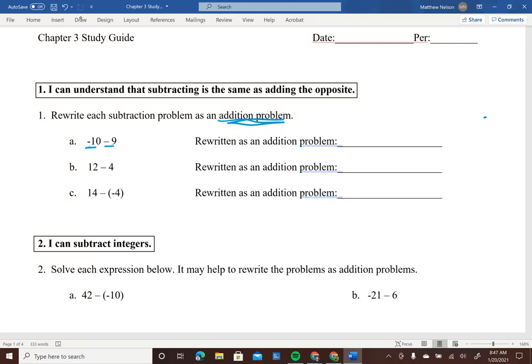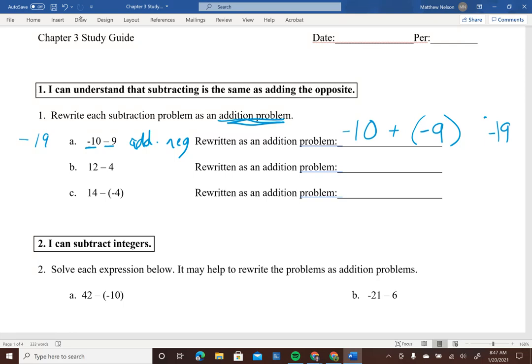And so I know that subtraction is the same thing as adding a negative. So that's what I'm going to change it to. Instead of subtraction, it's going to be negative 10 plus negative 9. And we'll see that in both cases, negative 10 minus 9 gives us negative 19, and negative 10 plus negative 9 also gives us negative 19. So we see that they are in fact equivalent.